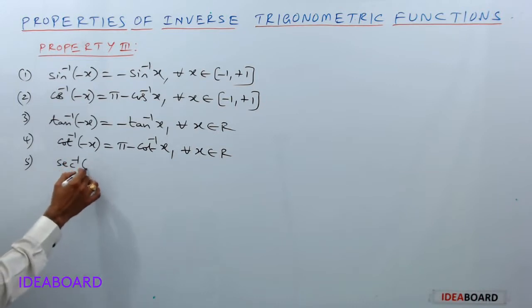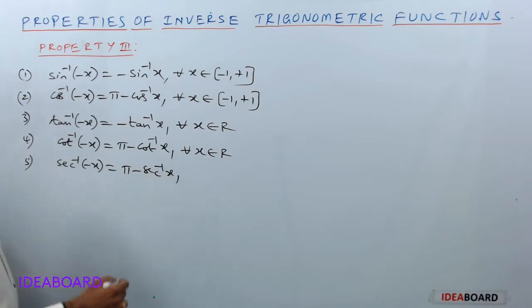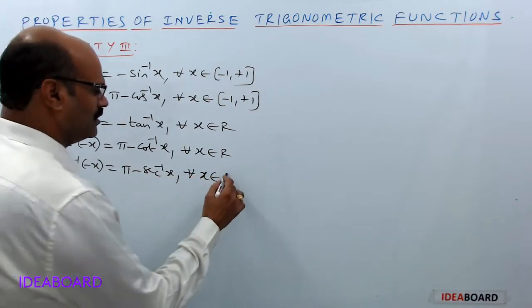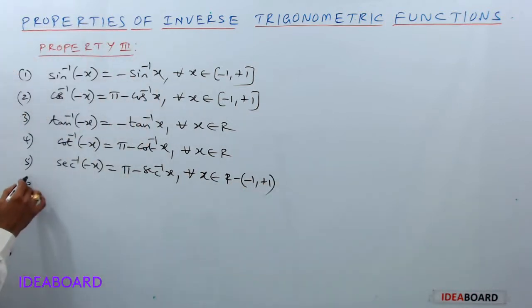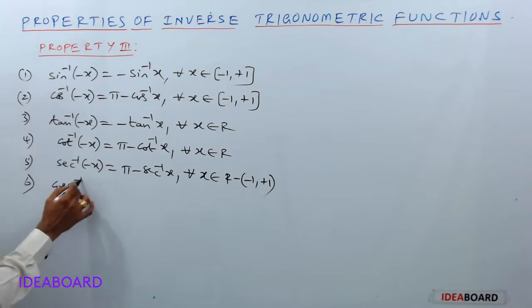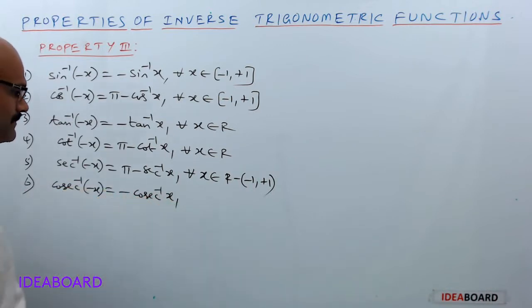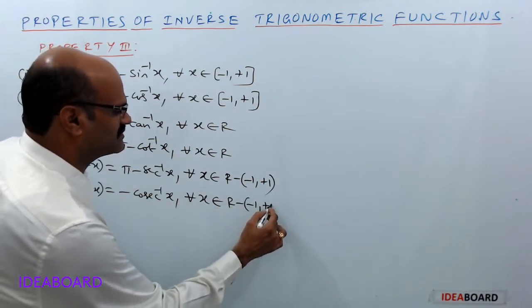Secant inverse of minus x equal to pi minus secant inverse x for all x belongs to R minus of minus 1 plus 1. Cosecant inverse of minus x equal to minus cosecant inverse x for all x belongs to R minus of minus 1 to plus 1.